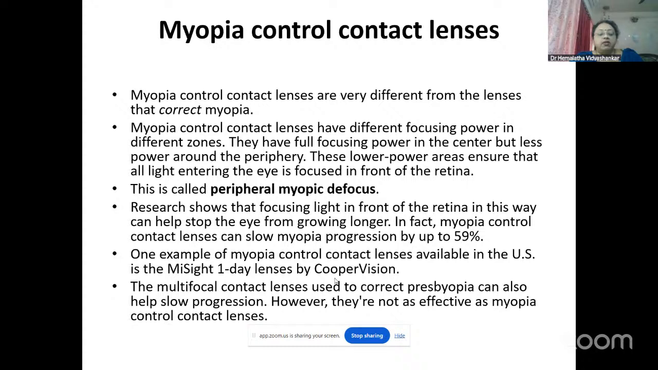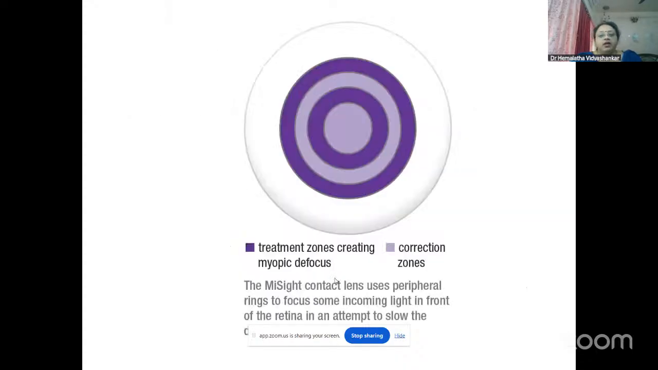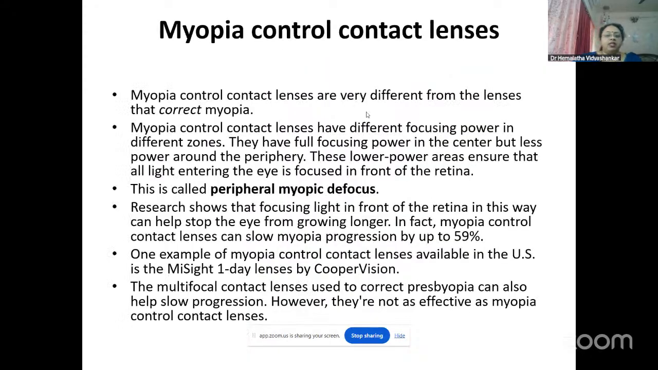Now, same principle, we have myopia control contact lenses. Here these lenses are worn directly on the eye. These lenses also have multiple segments. The segments create a central clear vision so that at the macula you have a clear image, and the peripheral rings cause a peripheral defocus, and then they attempt to prevent myopia progression. Research shows that this helps the eye from growing longer, and it can slow down myopia progression by approximately 59%.